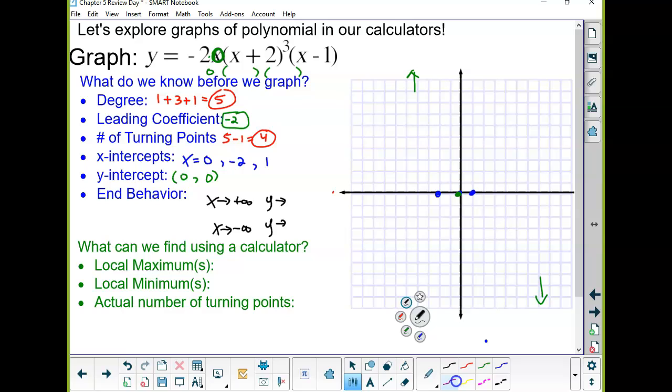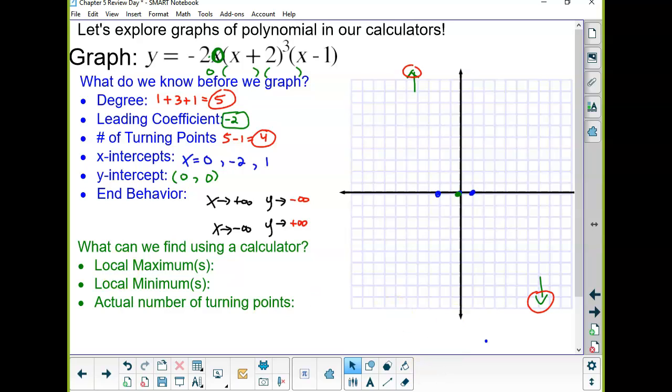And then the end behavior tied into the fact that we knew the degree and the leading coefficient being negative. So as x goes to the far right, my function is headed down. As x goes to the far left, my function is headed up. So we use the positive and negative.